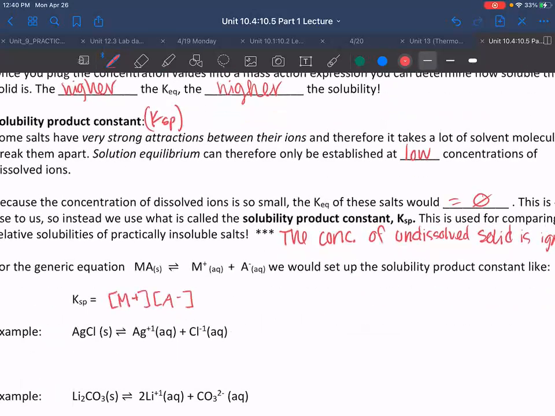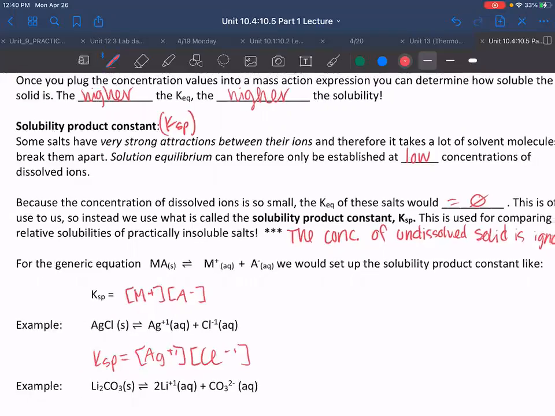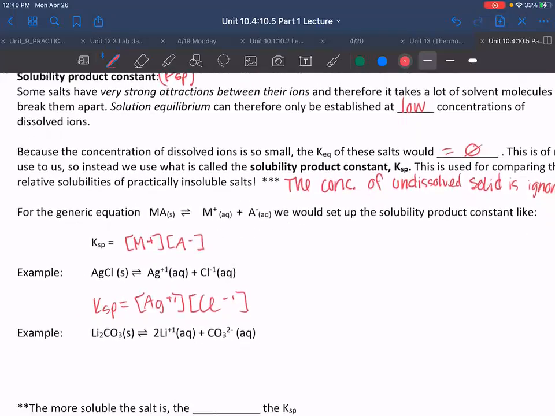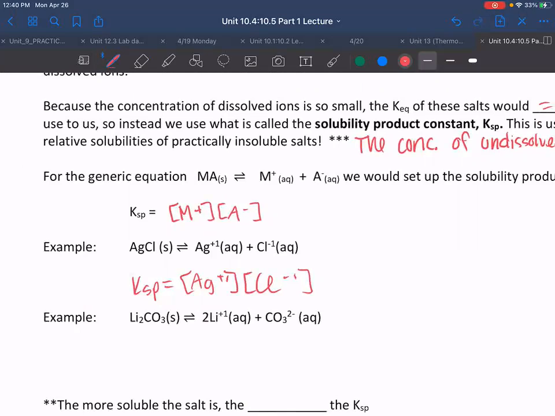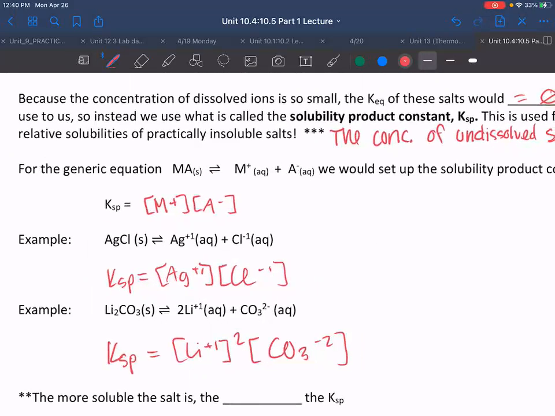Second one here with real examples, you would write that your KSP is equal to Ag plus 1 times the concentration of Cl minus 1. Last one here, the only thing you have to consider different is the coefficient in front of Li. So KSP is equal to Li plus 1 to the 2nd power multiplied by CO3 minus 2. Any questions on writing KSP equations? Not too bad.